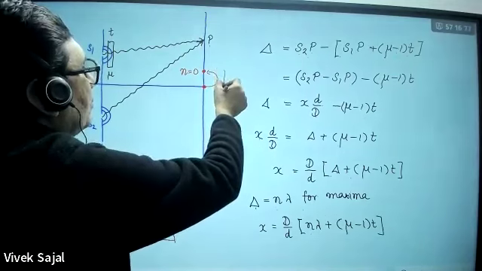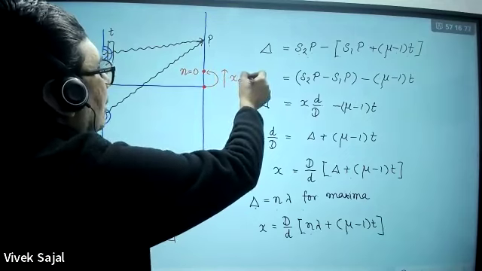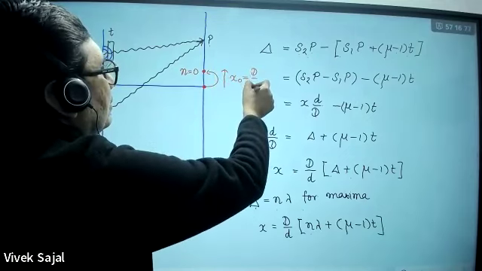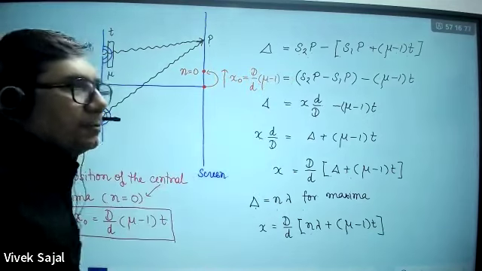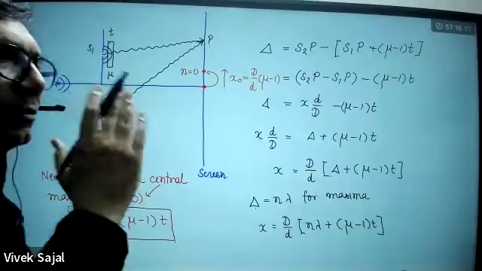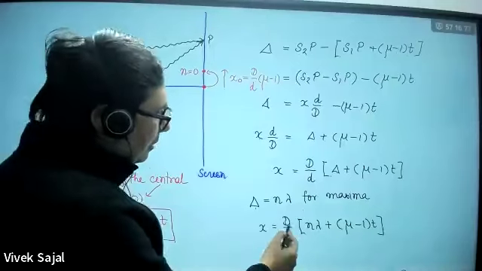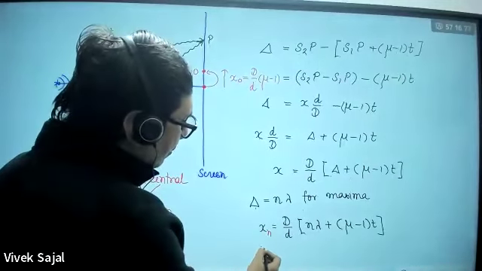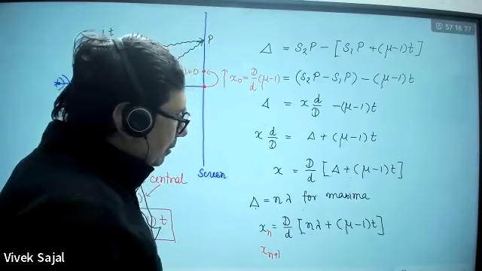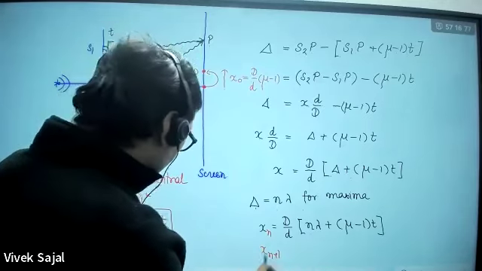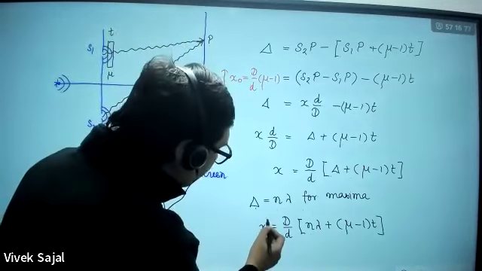By what distance? By a distance equal to x naught. And this x naught is how much? This is D by d into mu minus 1 into t. Every fringe is going to shift by the same amount. Try to understand. If you are saying this is the position of the nth, what is the position of the n plus 1th? This is the new position.